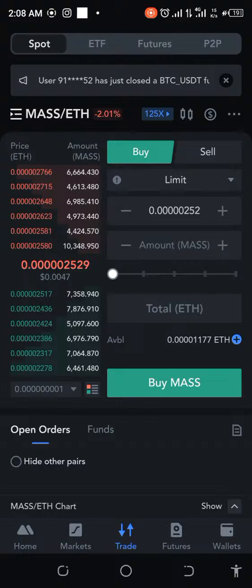So what do we have here? We've got MASS/ETH. Alrighty. So let's see how we're going to go about this, right? We'll need to buy MASS, let's just say MASS/ETH, and then we're going to change that to MASS/USDT to get our profit. But first of all, we'll need to get ETH, okay?